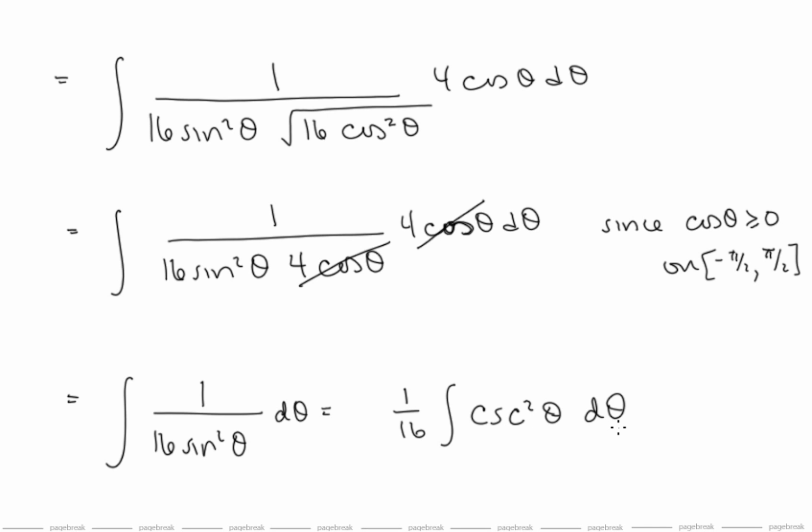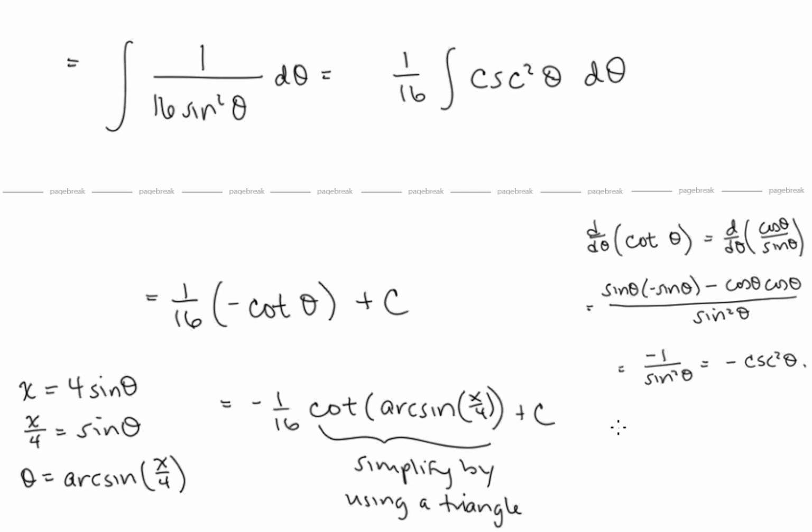Now we know that the integral of secant squared theta is tan theta. The integral of cosecant squared theta is going to be something about cotangent theta. Is it positive? Is it negative? I always forget, so I take my derivatives to check. Here's my derivative of cotangent theta using the quotient rule, and that's negative cosecant squared theta. So that tells me that the integral of cosecant squared theta is going to be negative cotangent theta plus a constant. And let's not forget the 1/16 from the outside.